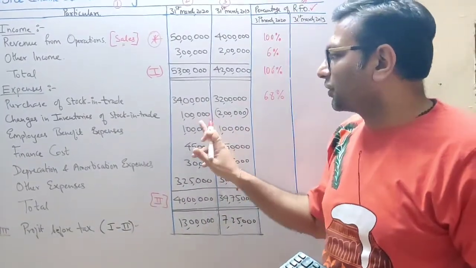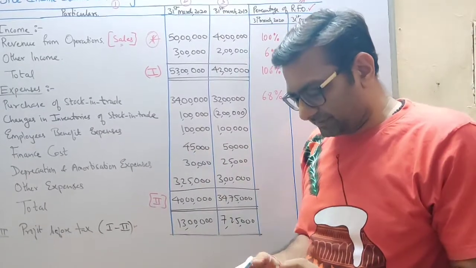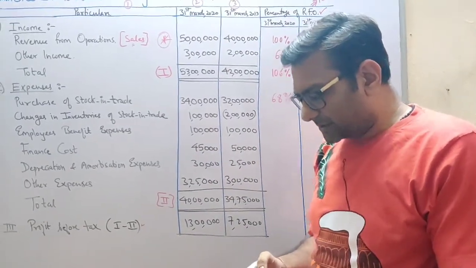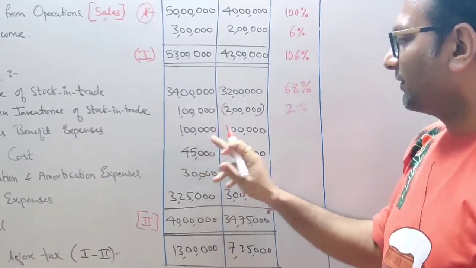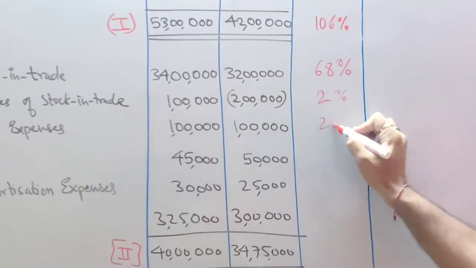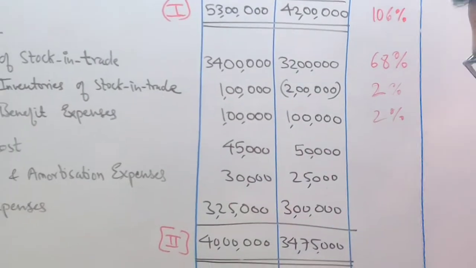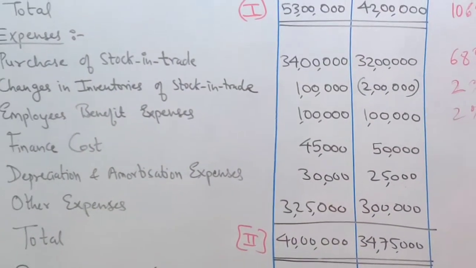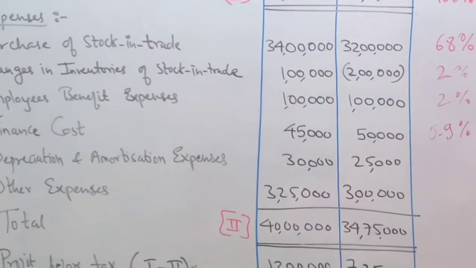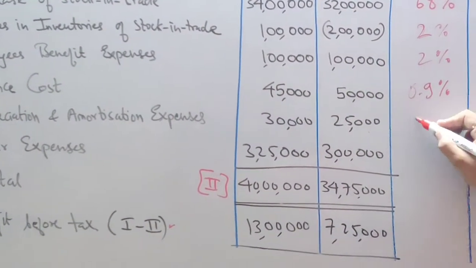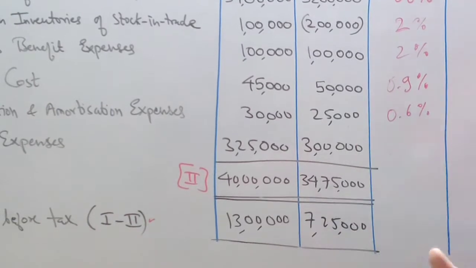So see, I am using the shortcut: 1 lakh and percent key, 1 lakh and percent key, answer is 2%. Likewise, since this is the same amount, it will be 2% only. 45,000, so 45,000%, 0.9%. 30,000%, 0.6%. See how fast it is going.